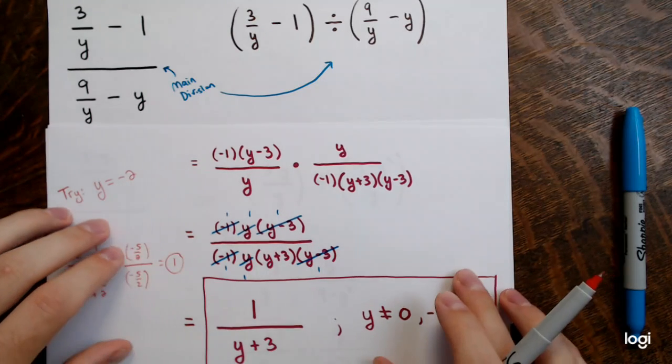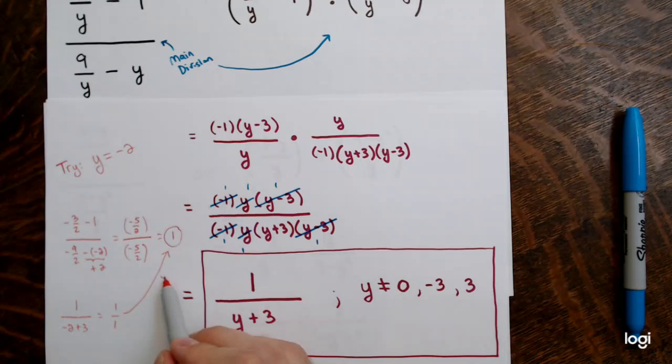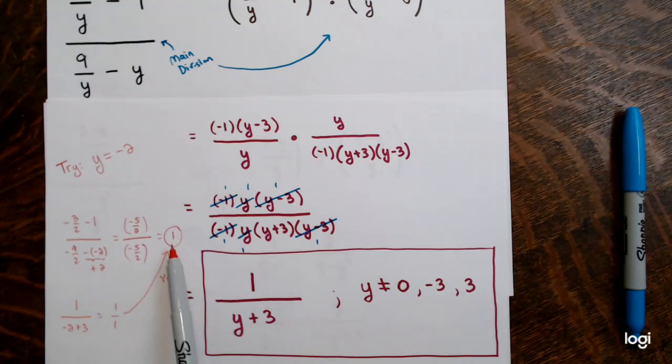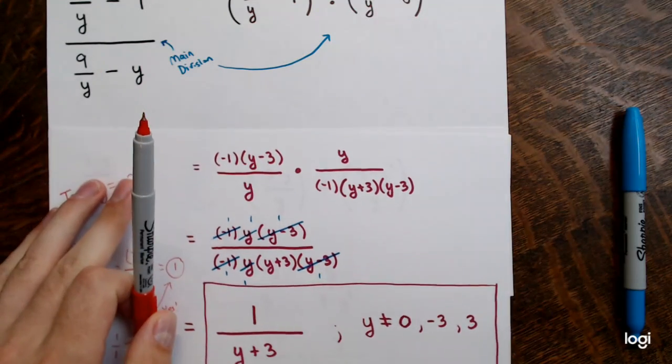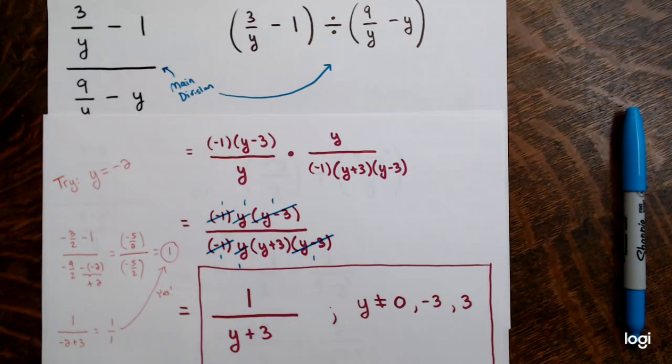Well, let's see the fraction I got at the end. 1 over y plus 3. That'd be 1 over, y replaced with negative 2, so negative 2 plus 3. That's 1 over 1, and 1 divided by 1 is indeed 1. So yes, they are the same. It won't always be a value of 1, but the value of the original expression will be equal to the value of 1 over y plus 3, no matter what I plug in for y, just not one of these three numbers here, because you can't divide by 0, ever.